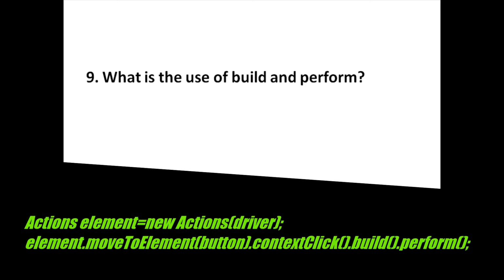Then what is the use of build and perform? Whenever we are using the methods of an Actions class, we have to use build and perform. Basically, these two functions are used in one sentence. For example, if I want to perform a right click on a button, then I will use element dot contextClick dot build dot perform. So build basically combines all the functions together, and perform will perform the action on it. So you can tell like that also.